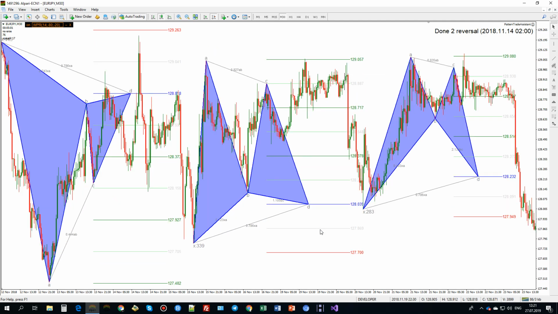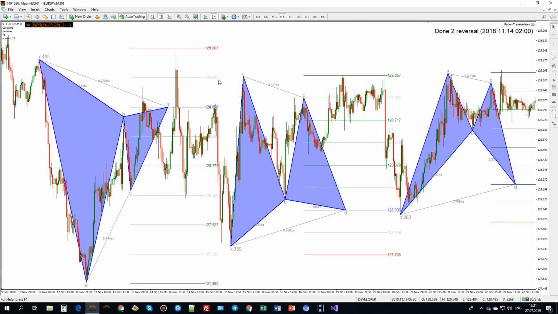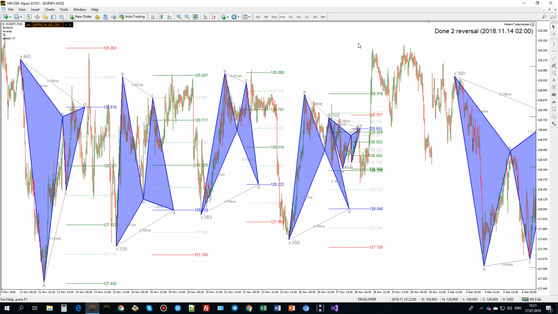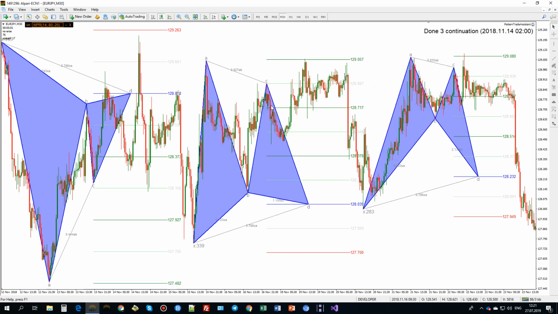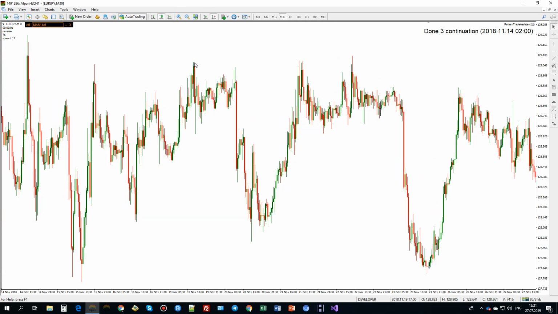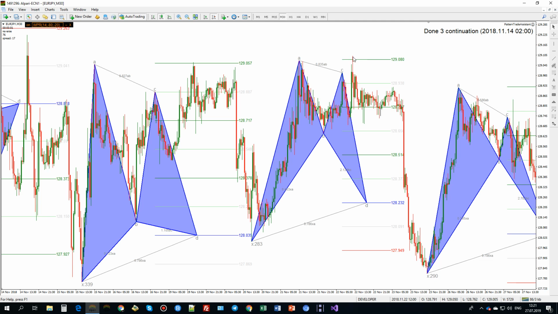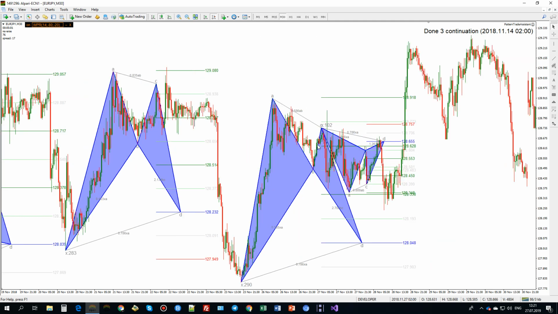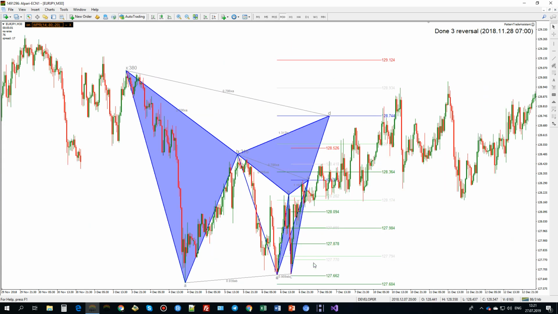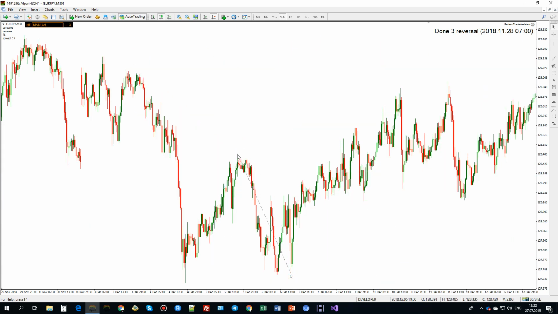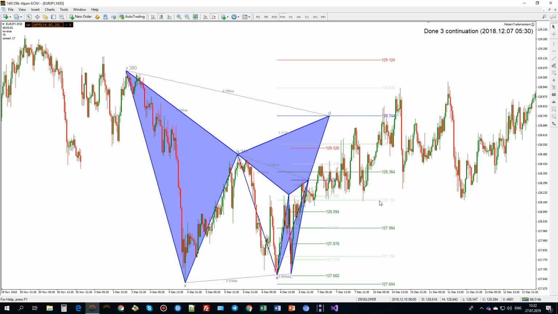Two times. I need to zoom it out. Okay. Nothing here. This one invalidated the A point. Then we have 3 times winner, small one. Isolating this one. 3 time continuation.